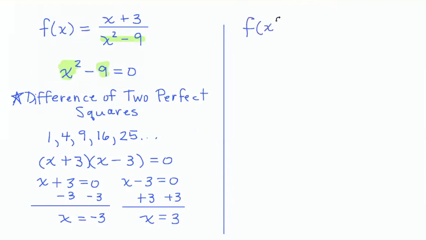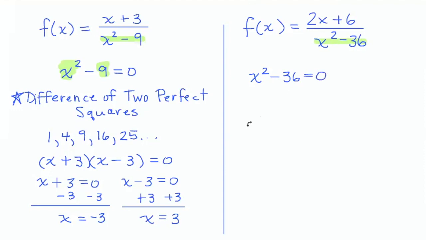So suppose my function looked like this. And on the bottom, maybe I have x squared minus 36. Okay, as before, we take a look at our denominator and we know we want to set it equal to 0. This is again difference of two perfect squares because x squared is a square. It's x times x. 36 is a square because it's 6 times 6.